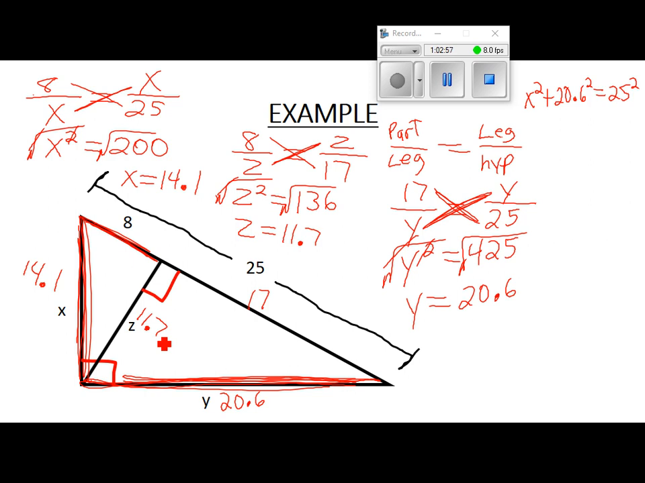What's 8 plus 11.7? What's 8 plus 11? 19. Is that more than this side? Yeah. What's 17 plus 11? 28. Is that more than this side? Now for the big triangle, what's 14 plus 20? 34. Is that bigger than the 25? Yeah. So it seems like it makes sense.